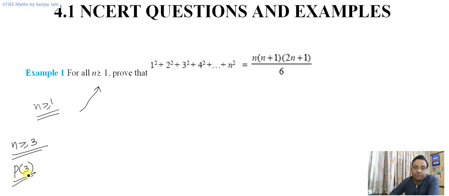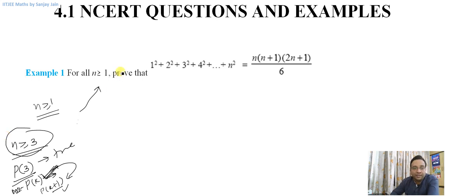So you first prove that P of 3 is true, then assume this to be true for P of k, or for n equal to k. This is your assumption, your hypothesis, and then you prove it to be true for k plus 1. If this inductive hypothesis implies this, you will say that the statement is true for all n greater than or equal to 3. But in most of the questions it is written n greater than or equal to 1. So let us start with P of 1.